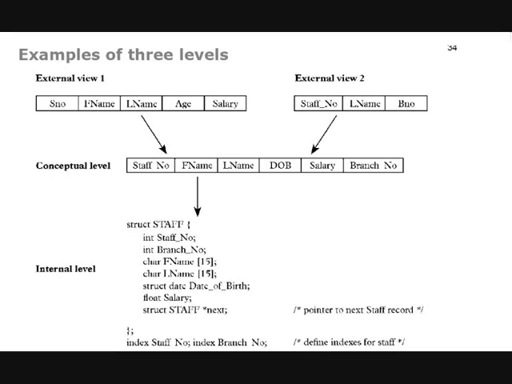That conceptual level is supported underneath by the definition on the internal level. This is where we're specifying that this might be some form of a record, and the different fields that make up this record, and the fact that there's some kind of pointer to the next one, so maybe it's implemented as a linked list. But these are all implementation details which appear at the lower level, so the higher levels don't have to be concerned with them. We also know that there is an index on staff number and an index on branch number. That's where we are defining that kind of detail.